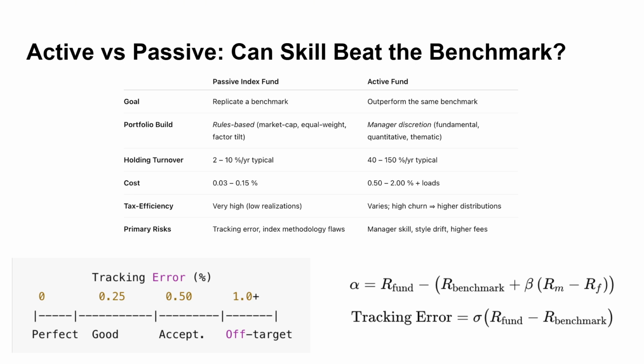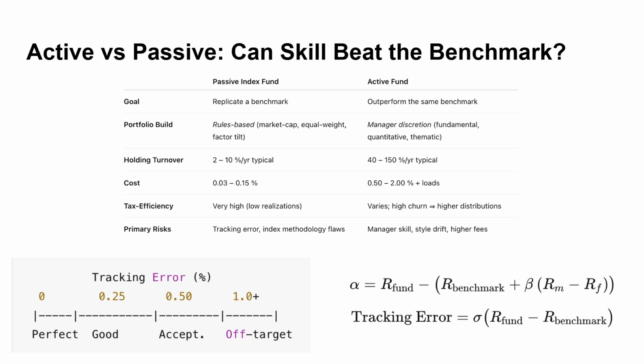The boxed equation right here shows the classic signal factors, beta and alpha: fund return minus the risk-adjusted benchmark. Morningstar, Bloomberg, and your prospectus performance summary table all quote this. A positive alpha that survives fees, taxes, and multiple market cycles is the Holy Grail, and incredibly rare. So according to the latest SPIVA scorecard, which is in the footer.